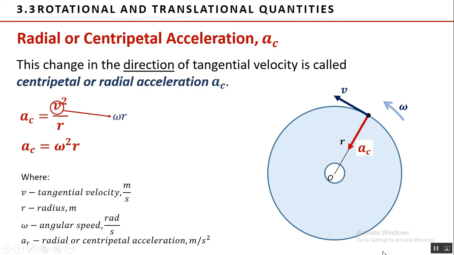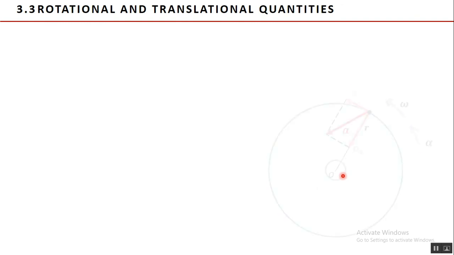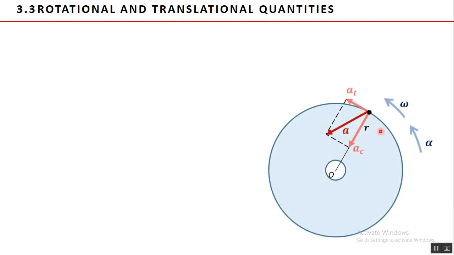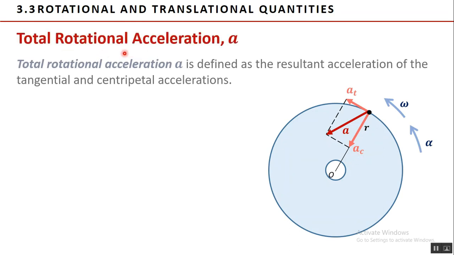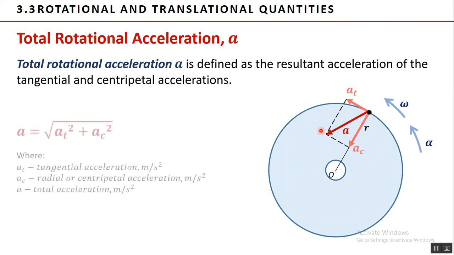When a rotating body speeds up or slows down, any particle P experiences both tangential and centripetal acceleration. The combination of these two types of acceleration is called total rotational acceleration. It is defined as the resultant acceleration of the tangential and centripetal accelerations. So we use the Pythagorean theorem in order to calculate the total rotational acceleration.